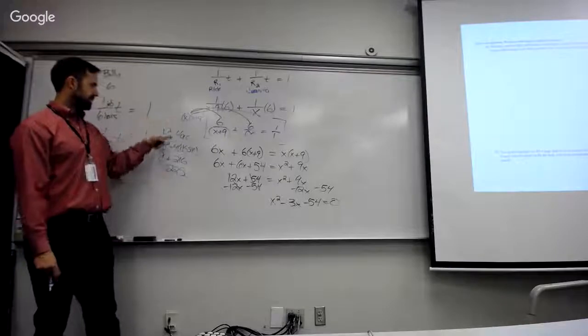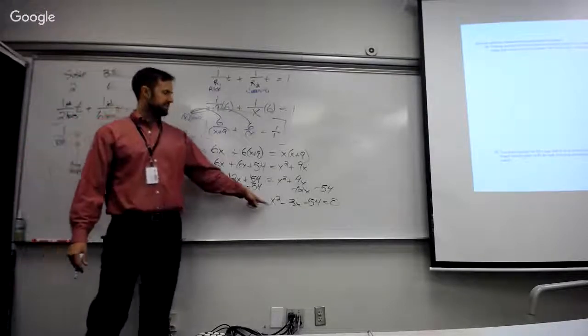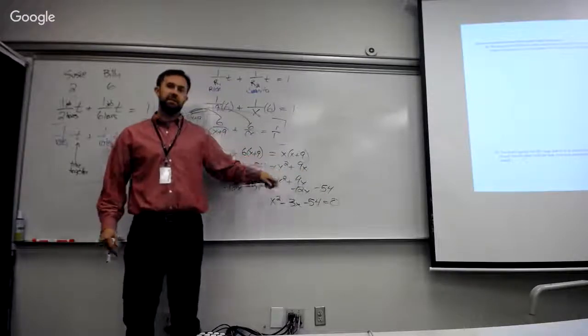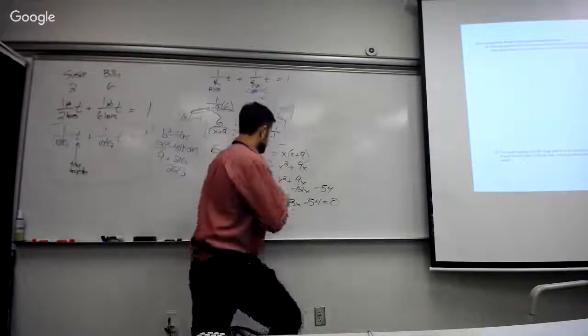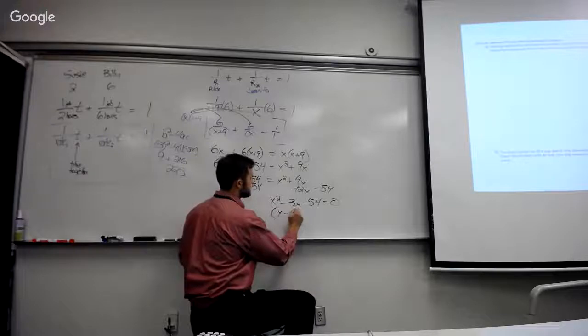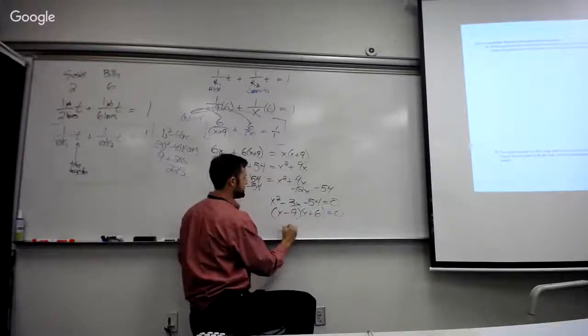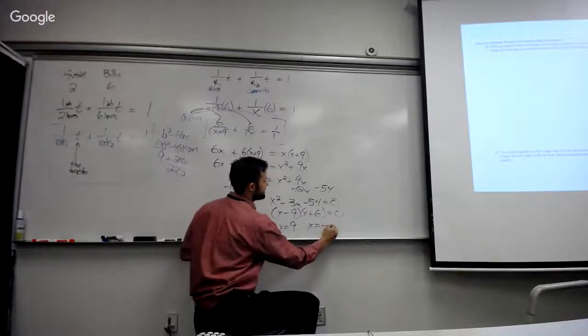Now, whether or not that was worth the effort to realize that this is factorable, because maybe you already know what multiplies to make 54 that adds to make 3. 9 and 6. So that factors into x minus 9, x plus 6. And so the answer is x equals 9 or x equals negative 6.